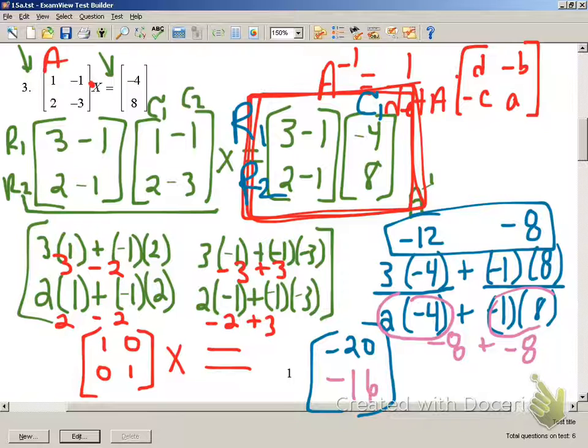The X matrix equals negative 20 over negative 16. Well, I wouldn't say over because it's not a fraction. It's just negative 20, negative 16.